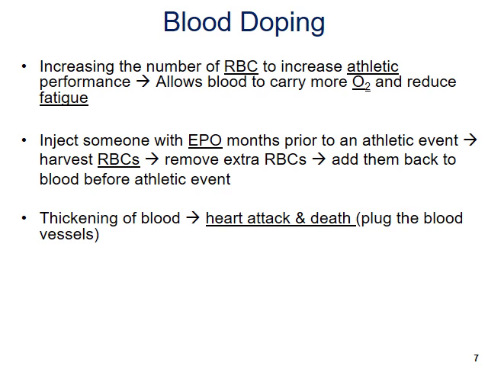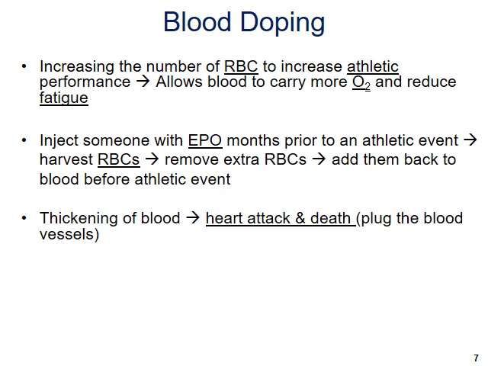The idea was to increase the number of red blood cells, therefore we could increase athletic performance because blood could carry more oxygen and therefore reduce fatigue, just because we had more hemoglobin in the red blood cells. So what folks do when they're using this method is you inject someone with EPO, remember that erythropoietin hormone, and they do this months prior to your athletic event. And what that does is that it increases, of course, the production of red blood cells.